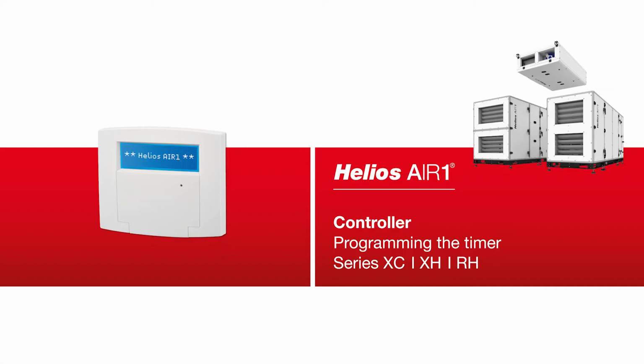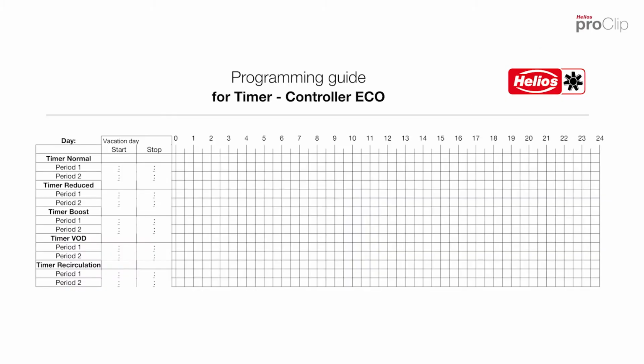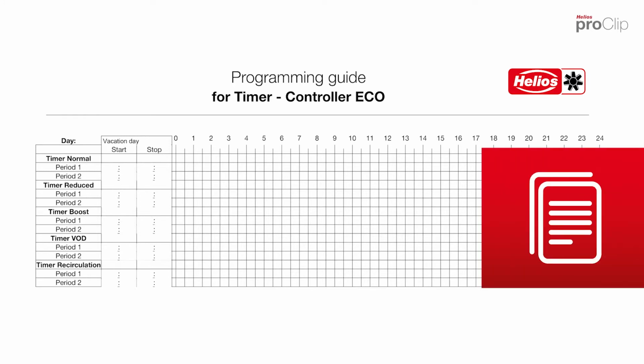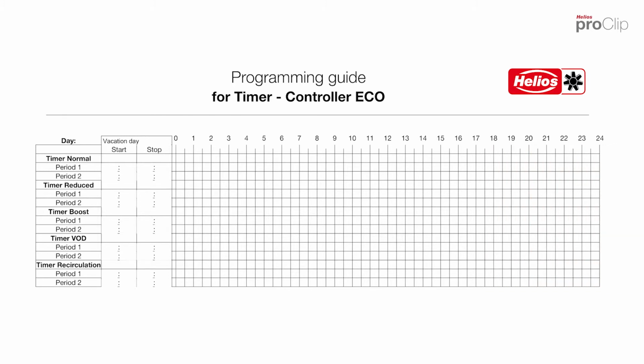In this Pro Clip for Helios AIR1, we will show you the basics of programming the timer with the Echo control element. We recommend that you note the operating times and operating levels before programming. To do so, use our Timer Programming Guide form, which can be found on our website. Please follow the link in the video description.